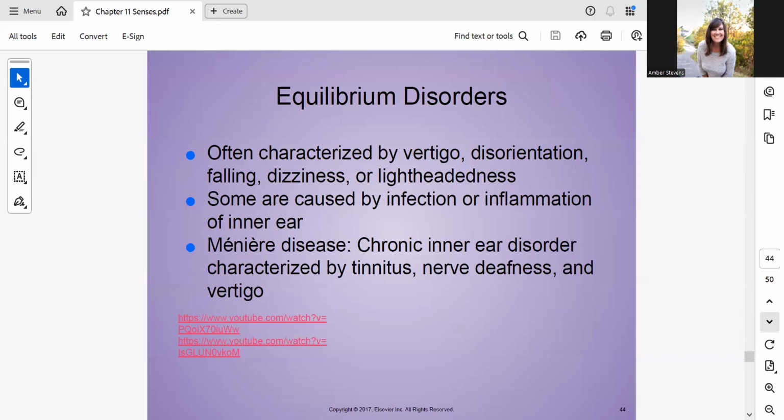Then you have Meniere's disease, which is when a person suffers from recurring episodes of intense vertigo. They have ringing in the ears, which is tinnitus, hearing loss, and a feeling of fullness in one ear caused by fluid buildup in the inner ear. And then disorientation and falling. An example is an elderly person who frequently loses their balance and falls due to disrupted signals from the vestibular system in the inner ear.